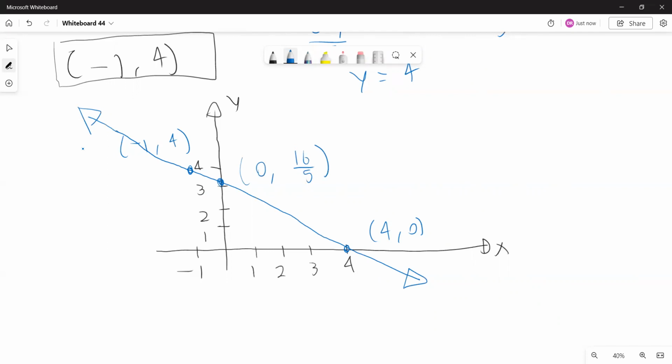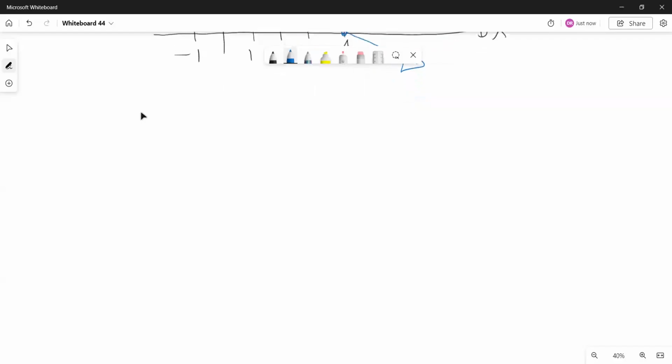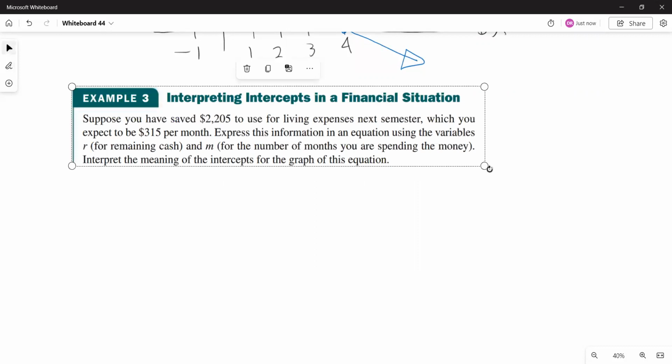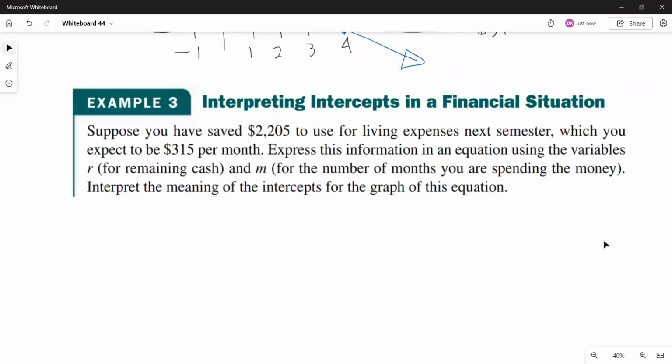Okay, so in this video, I'm going to do one more example, an application of intercepts. And I will continue with this material next time. But I'm going to go over example 3. Interpret the intercepts. That's on page 310.